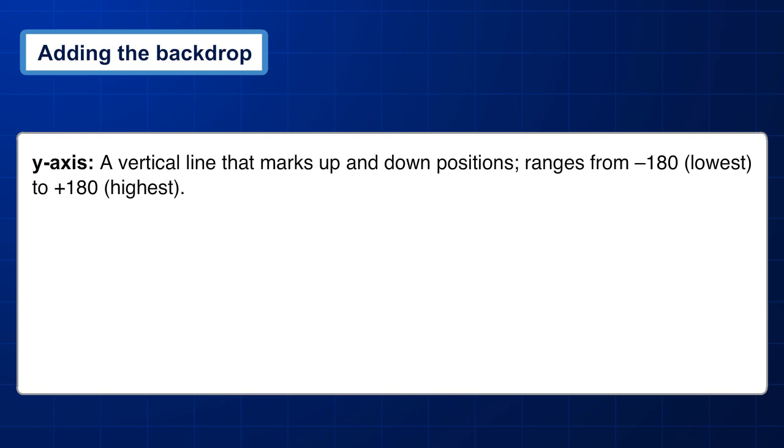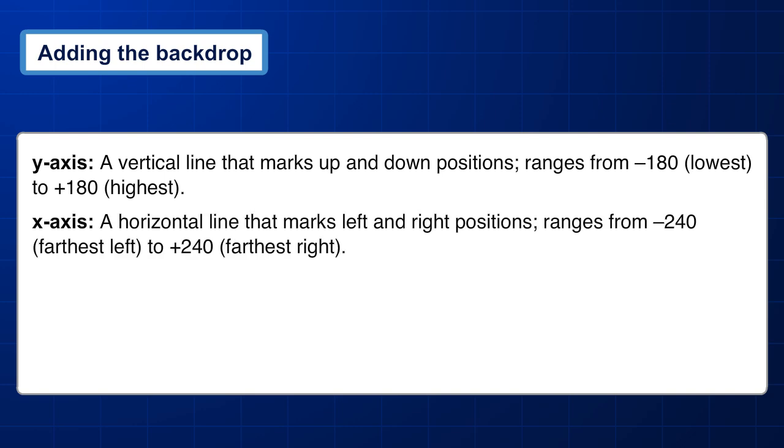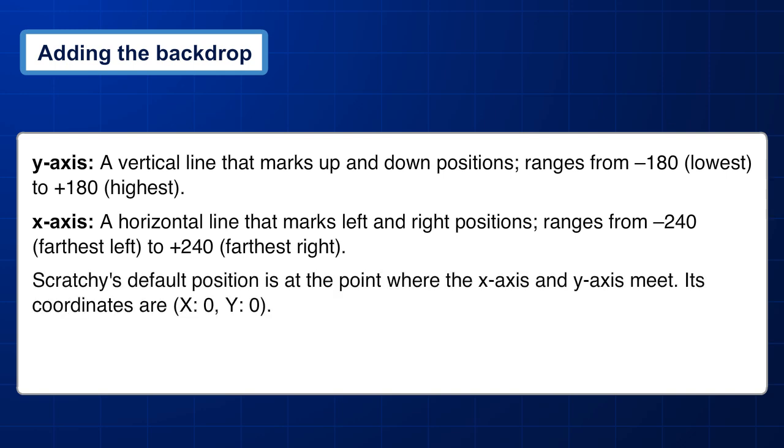ranges from minus 180 lowest to plus 180 highest. X-axis, a horizontal line that marks left and right positions, ranges from minus 240 farthest left to plus 240 farthest right. Scratchy's default position is at the point where the x-axis and y-axis meet. Its coordinates are x0, y0.